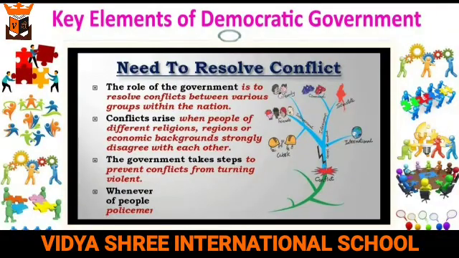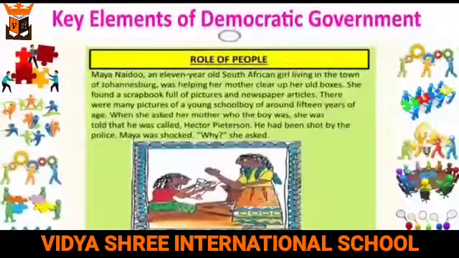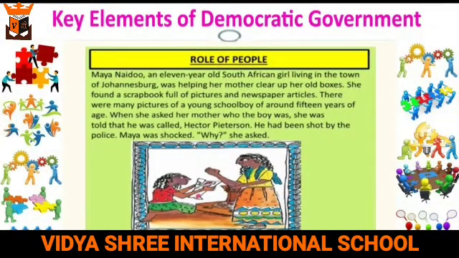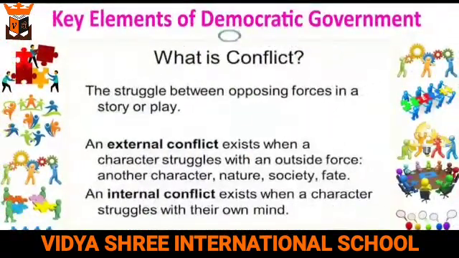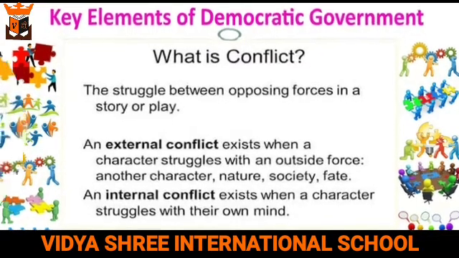Need to resolve conflict. In Maya's story, you read about how conflicts can often lead to violence and death because the group decides that it is all right to use force to prevent the other group from protesting. Conflicts occur when people of different cultures, religions, or economic backgrounds do not get along with each other, or when some among them feel they are being discriminated against.